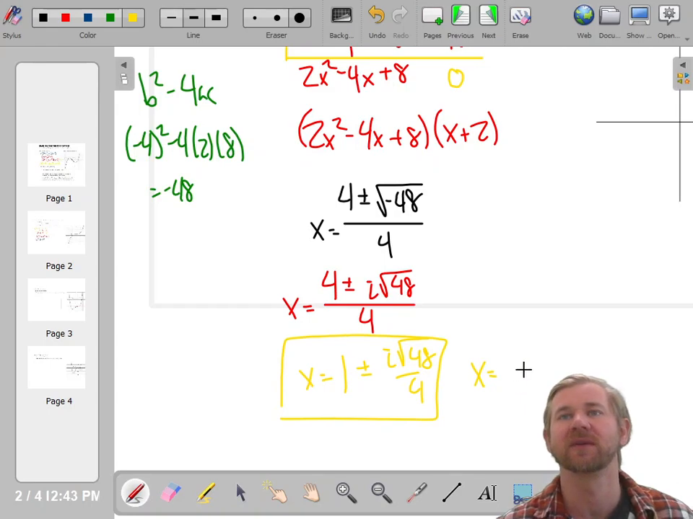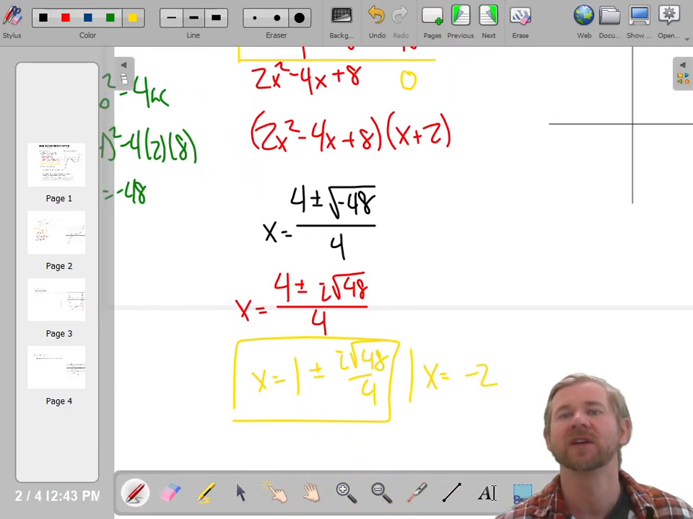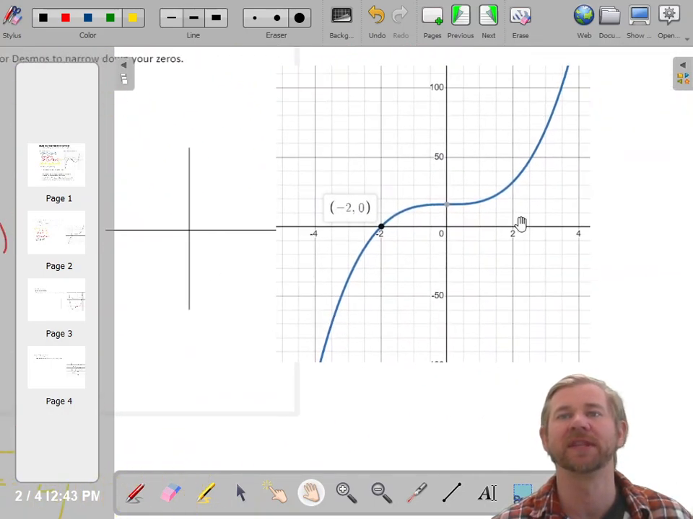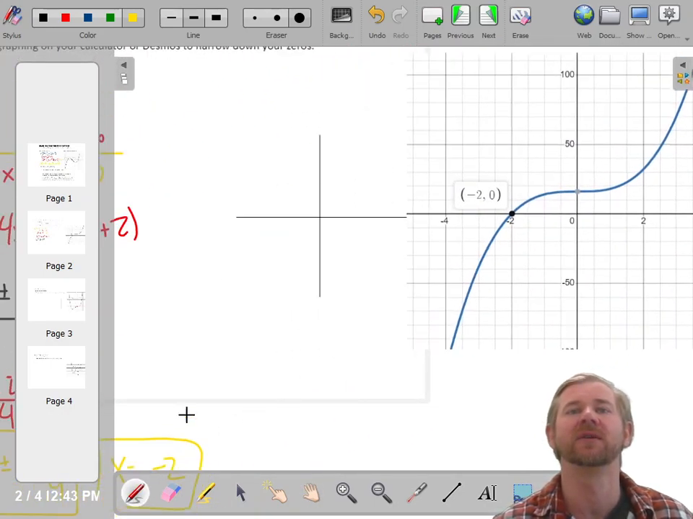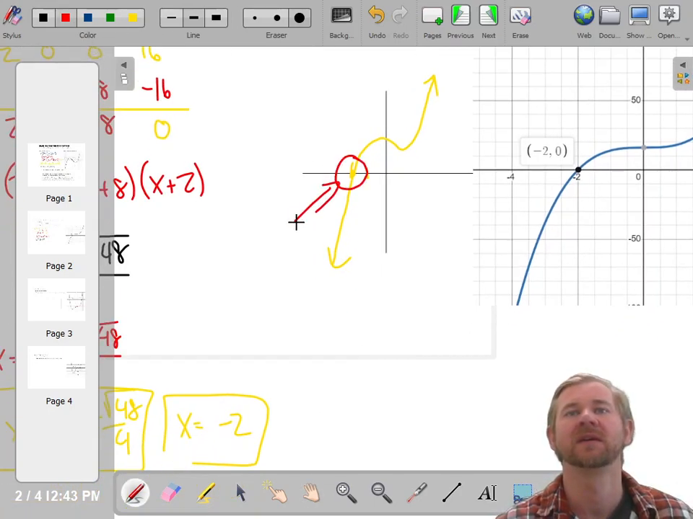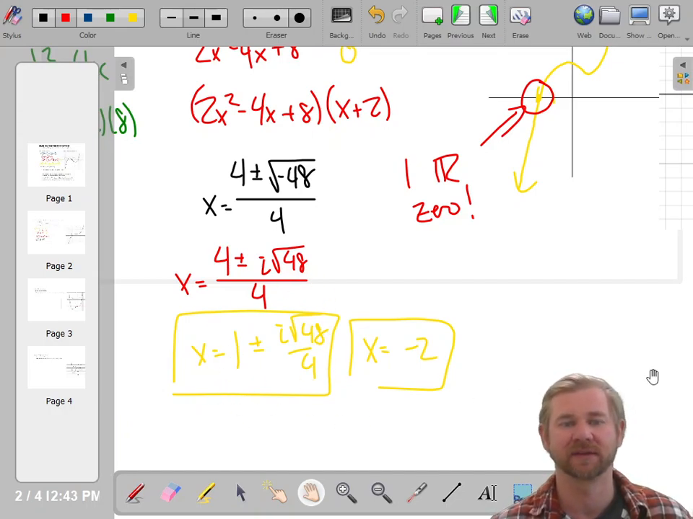And then the third zero is, what do we say? -2. Okay. So we have 2 complex zeros and 1 real zero. And complex zeros don't show up in the graph. The only real zero is at -2. So if you sketch this without Desmos, it would look something like this. And what I want you to realize is that there is only 1 real zero. There are 2 complex zeros.